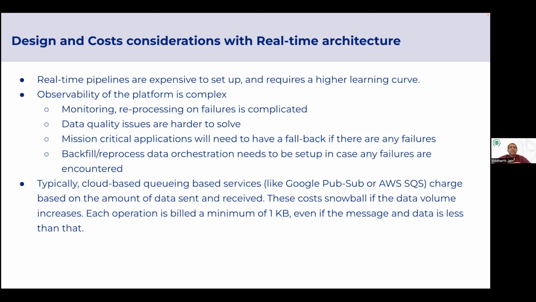Those costs are initially not evident when you're doing your development, but then these will catch up, or these will snowball, as I said, eventually.